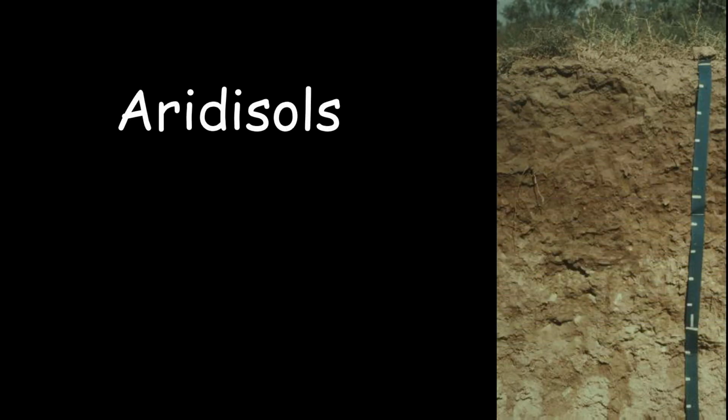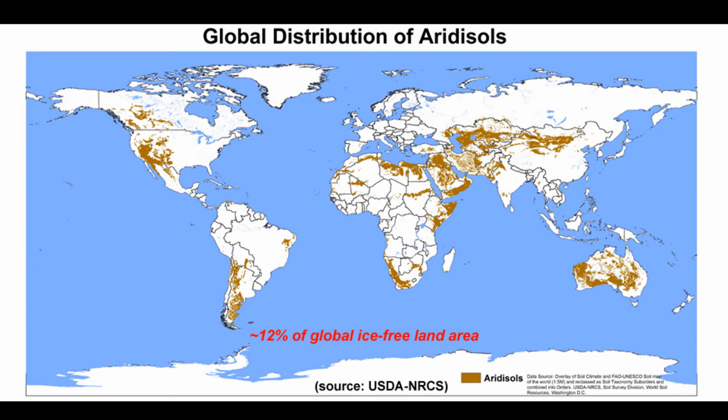Time for the second most common soil, aridisols. Water deficiency is a major characteristic of these soils. The soil moisture level is enough to support plant growth for no longer than 90 consecutive days. The natural vegetation is mainly scattered desert shrubs and short bunch grasses. Aridisols are also known to have an ochric epipedon that is generally light in color and low in organic matter.